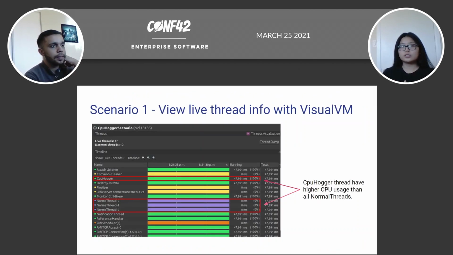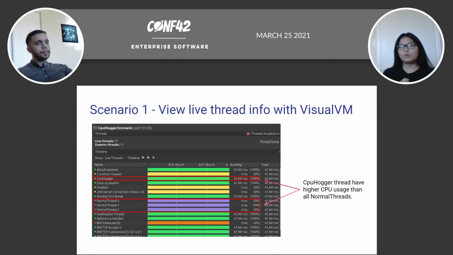Another way to triage this scenario is by using VisualVM. VisualVM is a visual tool that allows you to get information about the Java applications that are running. Looking at this screenshot, we can see the running time of the CPU hog thread and the normal threads. The CPU hog thread has a longer running time than the normal threads, and this can be explained by the state of the thread throughout the sampling.